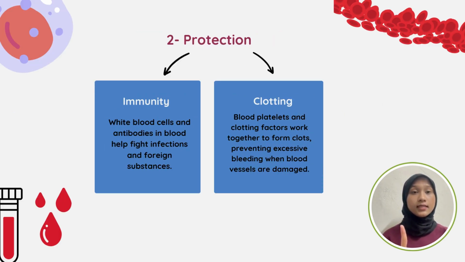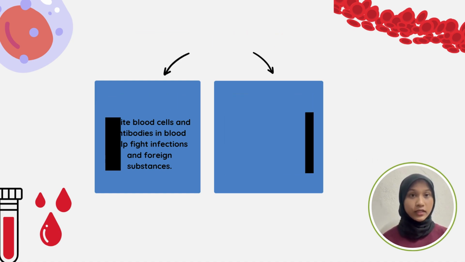The second is protection. Protection is divided into two. The first one is immunity. White blood cells and antibodies in blood help fight infection and foreign substances. And the second is clotting. Blood platelets or clotting factors work together to form clots, preventing excess bleeding when blood vessels are damaged.